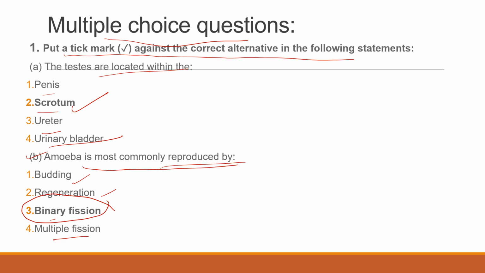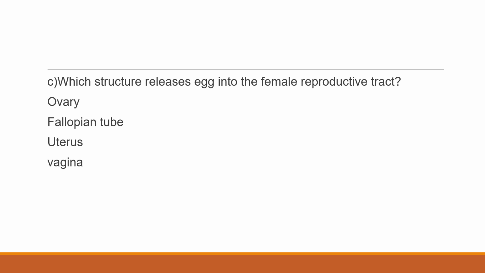The next one: which structure releases egg into the female reproductive tract? The options are ovary, fallopian tube, uterus or vagina. Which one will be releasing the egg in the reproductive tract? The ovary is releasing the egg into the female reproductive tract. Is it clear? Let us move on to the next question now.